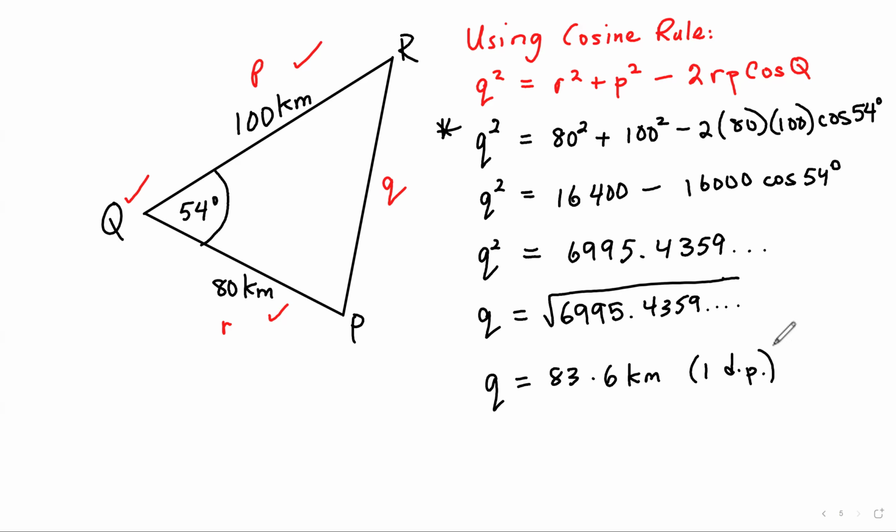All right. So you could have also typed this in directly on your calculator. So you could have done 80 squared plus 100 squared minus 2, brackets 80, close brackets, open brackets again, 100, close brackets, cos of 54. And you'll go straight from here to this. And then you press square root and equal, and you'll go straight from that to this, right? So you can do it like that as well. So that's how we will use the cosine rule to find an unknown side.